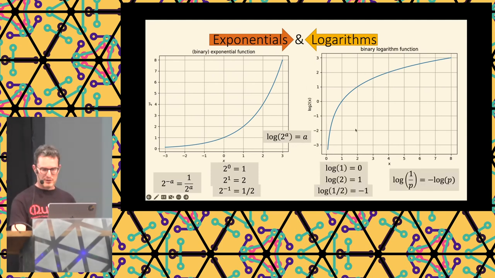Another thing then for the log, the same kind of points to remember. Log of 1 is 0, because 2 to the 0 is 1. And then log of 2 is 1, and log of a half, so that's minus 1, that's here. Yeah, so far, so good.